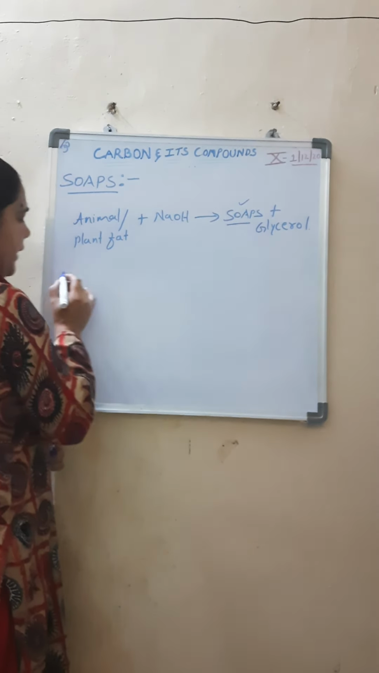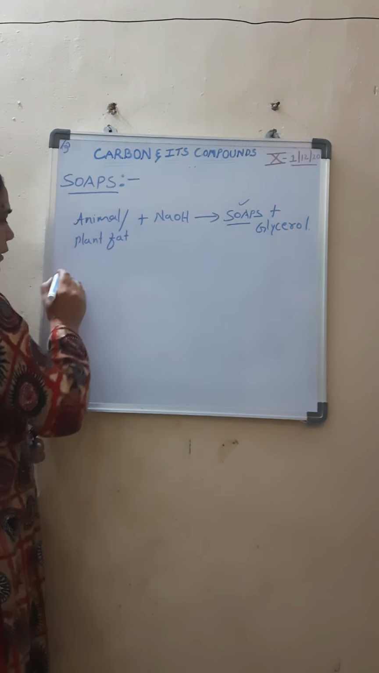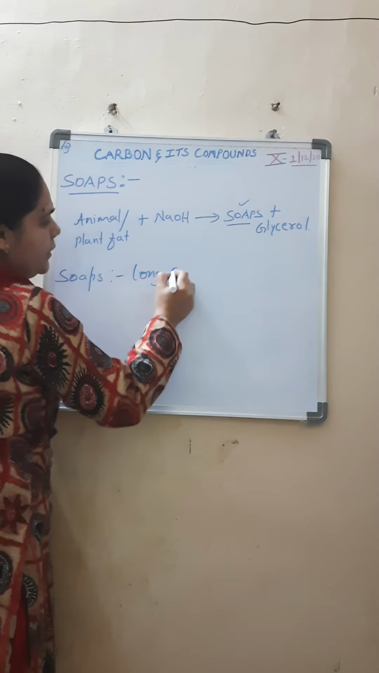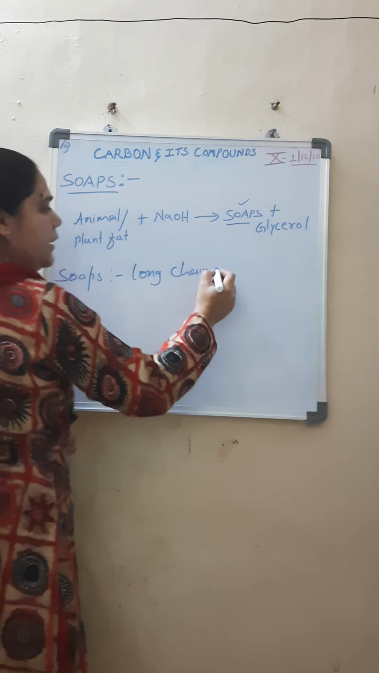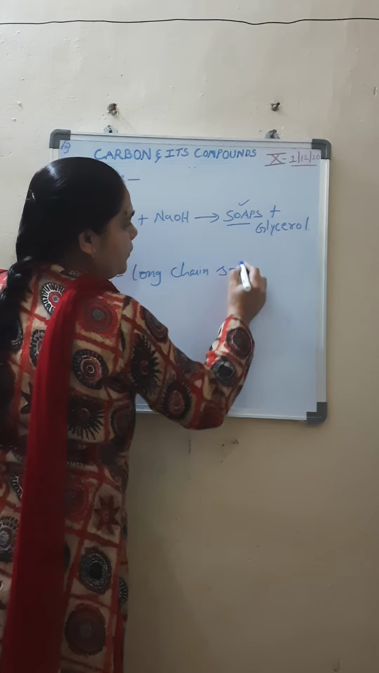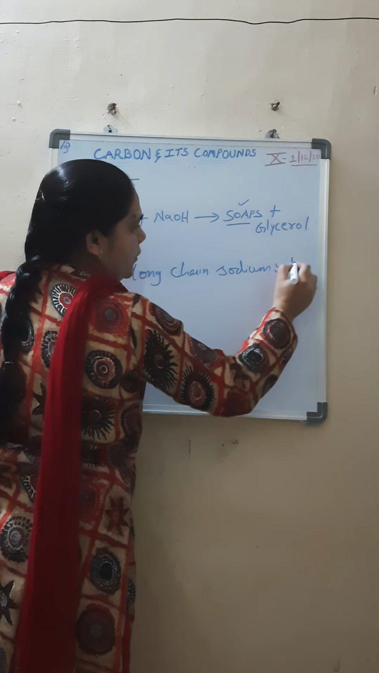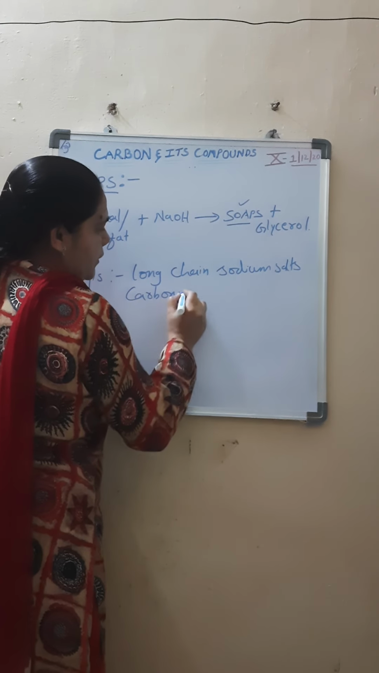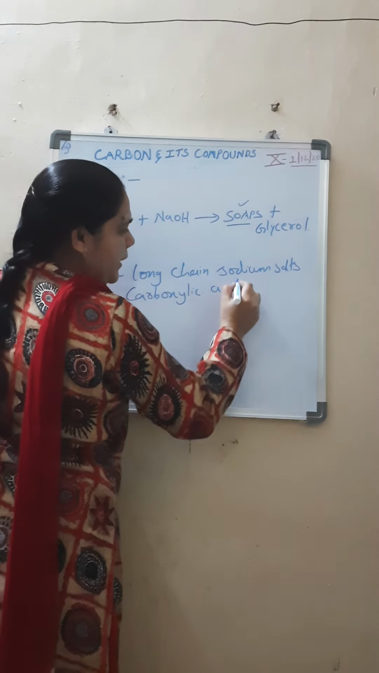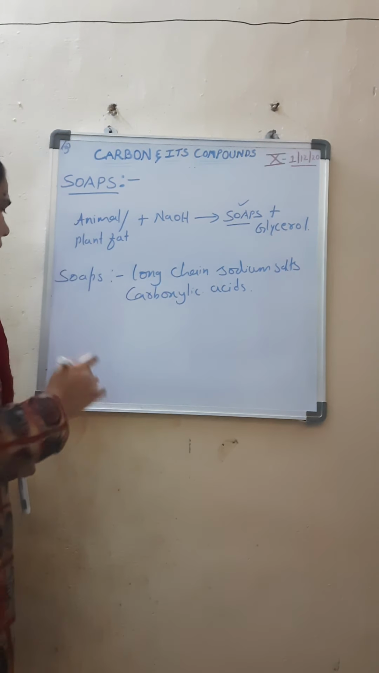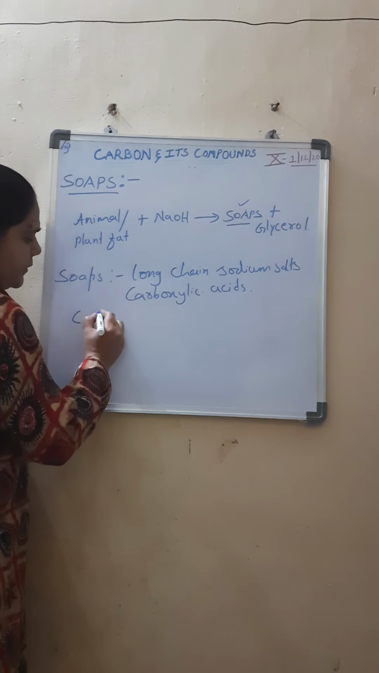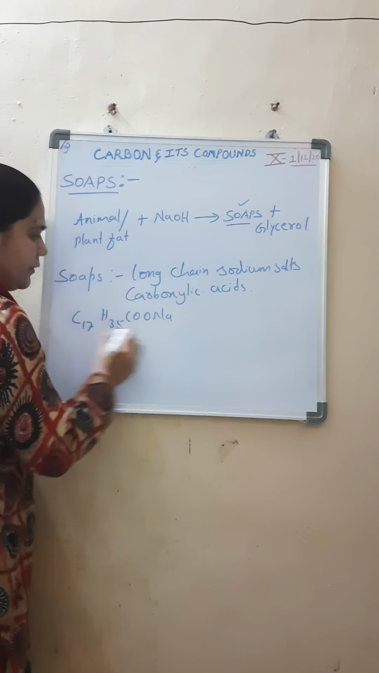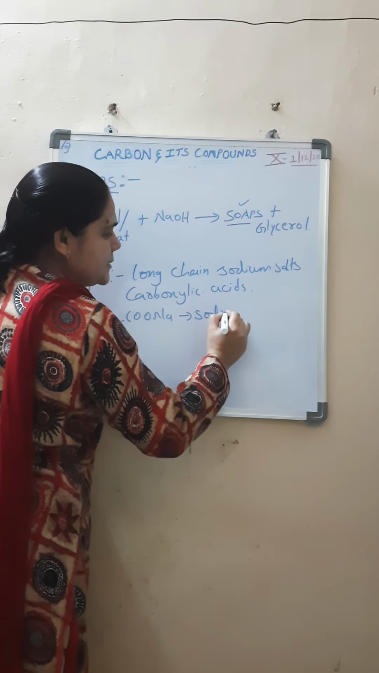Now, by just seeing the chemical reaction, we can chemically define what a soap is. Soaps are nothing but long chain sodium salts of carboxylic acids. Long chain sodium salts of carboxylic acids. Okay children. So one example of soap let me give you, that is C17H35COONa. This is commonly called sodium stearate.